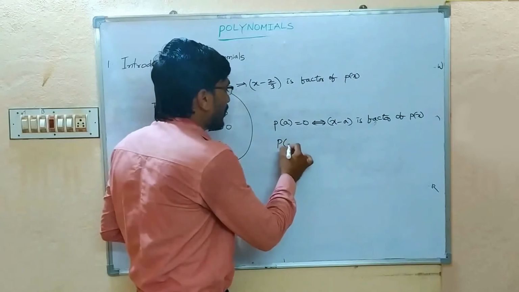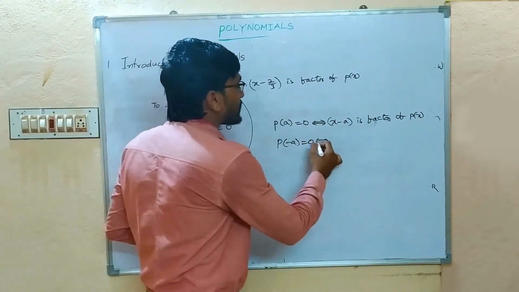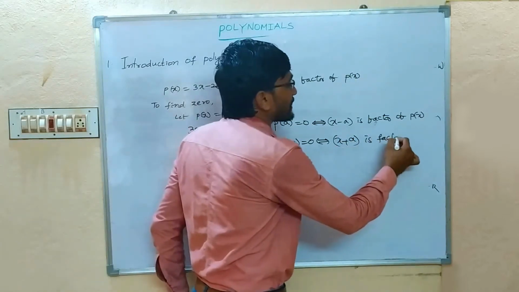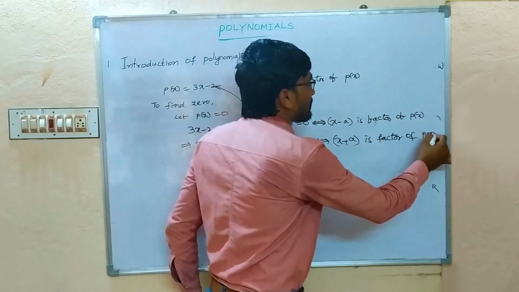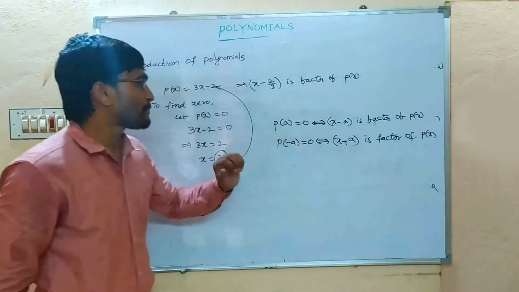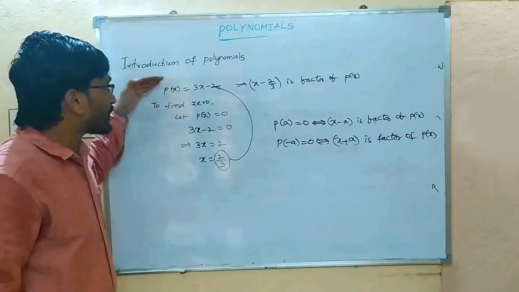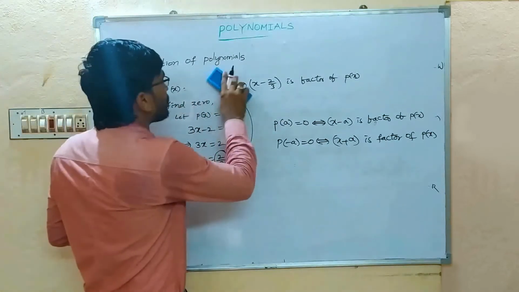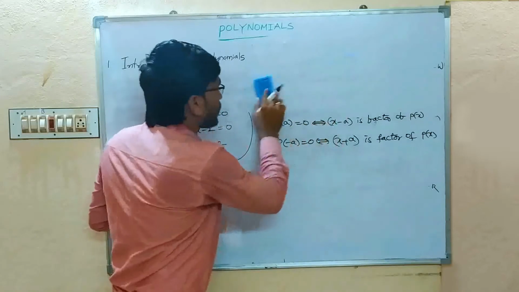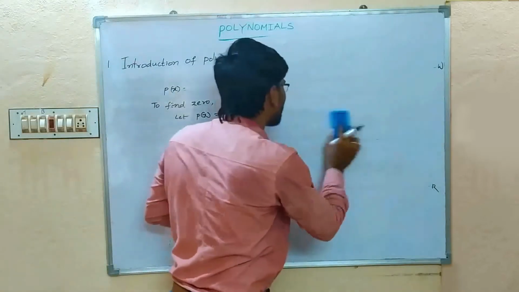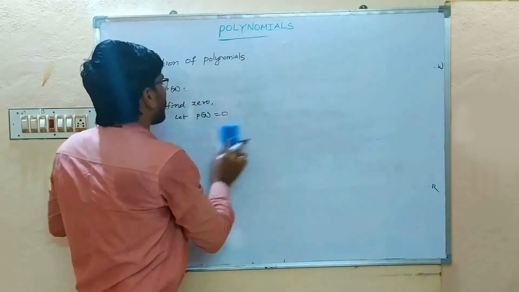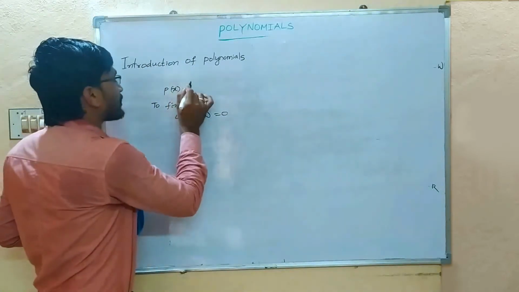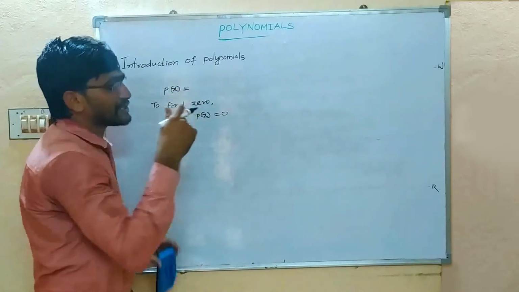Suppose p of minus a equals 0. This implies, and is implied by, x plus a being a factor of p of x. So this is about the zero of a linear polynomial. Now let us take zeros of a quadratic polynomial. By using a quadratic polynomial, we can find zeros of a cubic polynomial by using the division algorithm. That we have to see in the next video.